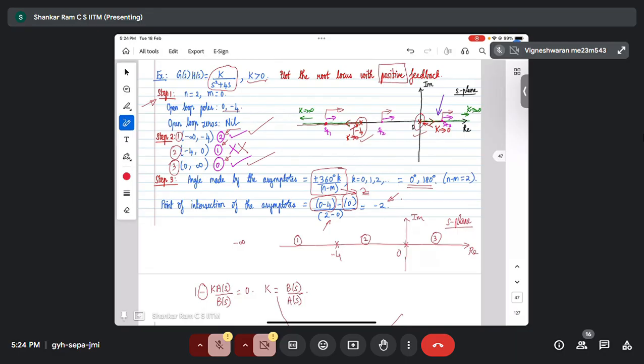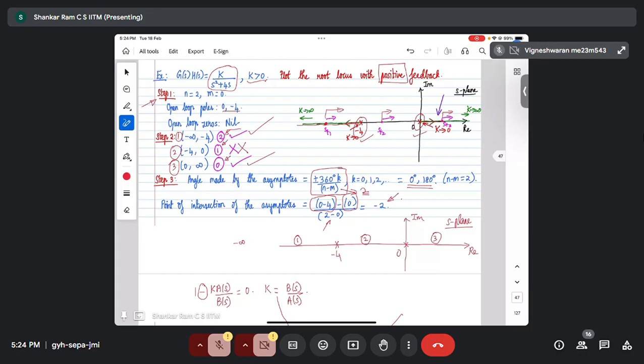Then you and I need to take a test point in each one of these regions and look to the right and count the number of real open loop poles and real open loop zeros to its right. In this particular case, with positive feedback, if the number is even, then that region is part of the root locus, because it satisfies the angle condition. That's how we did it. I hope it's clear.